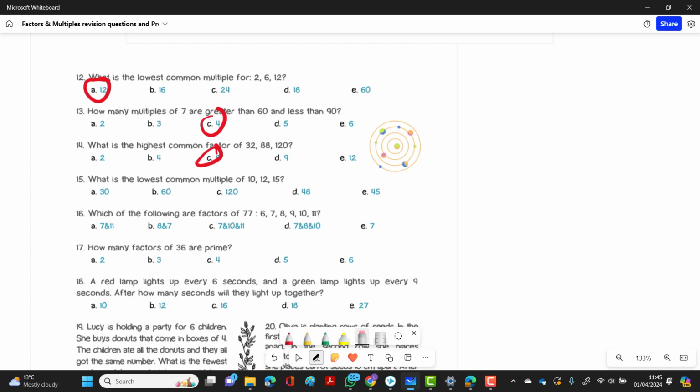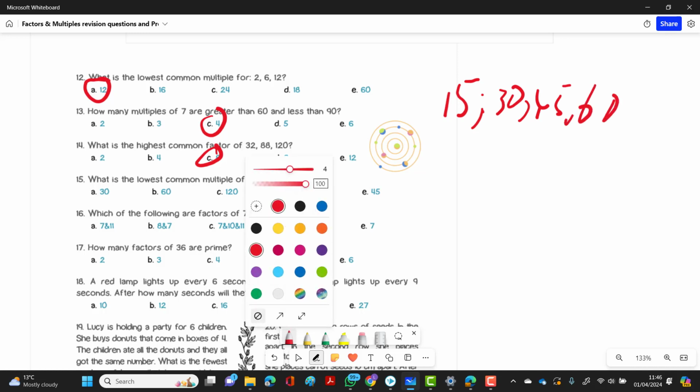Okay, what's the lowest common multiple of 10, 12, and 15? So that comes up quite a lot. So 15 should be B. Because if you look at 15, you go 15, 30, 45, 60. That's in all the other times tables. So you do that one.